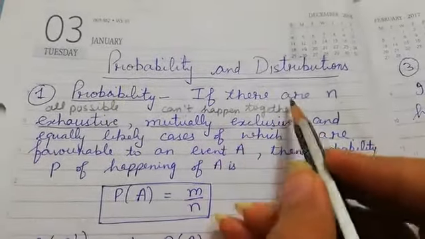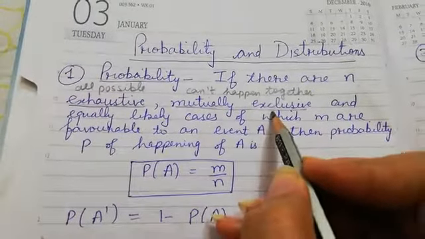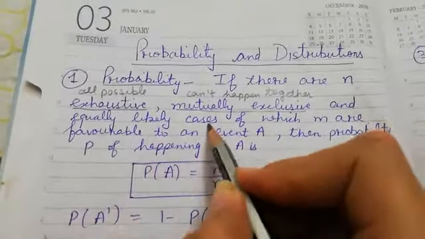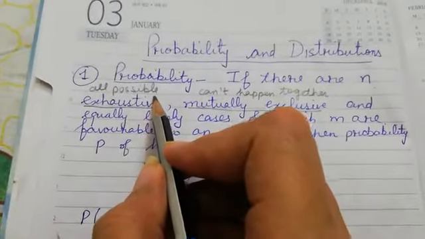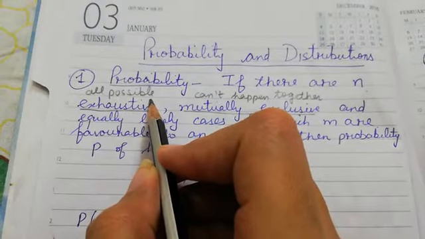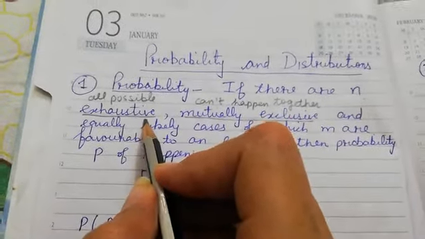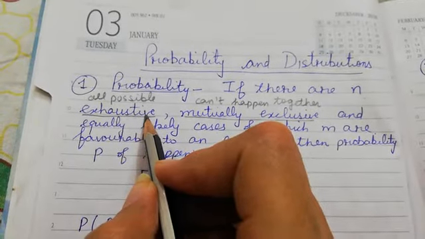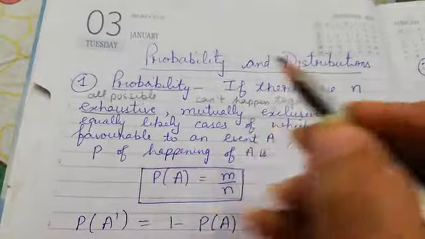If there are n exhaustive, mutually exclusive and equally likely cases. Exhaustive means all possible events. For example, if you are tossing a coin, then all possible events are either you will get a tail or a head. So there are two possible cases. These are called exhaustive cases.